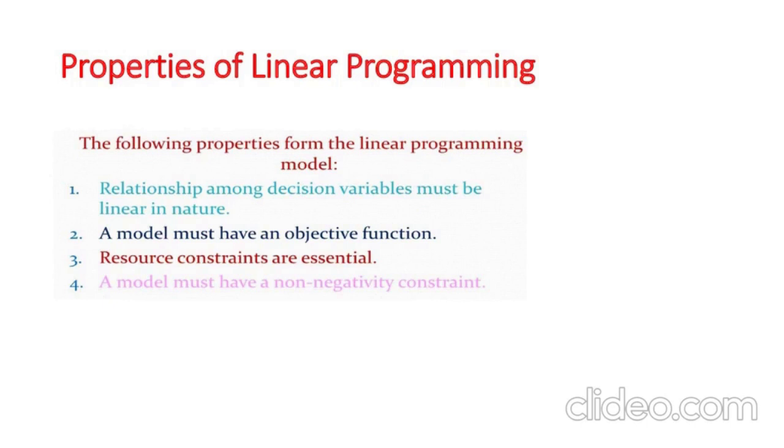Coming to the properties, there are mainly four properties. The relation among decision variables must be linear in nature. A model must have an objective function. Resource constraints are essential for linear programming. A model must have a non-negativity constraint. So we need to satisfy these non-negativity constraints when using linear programming.